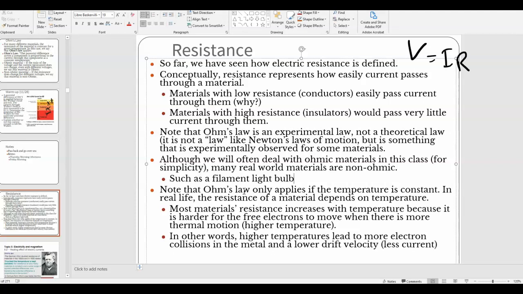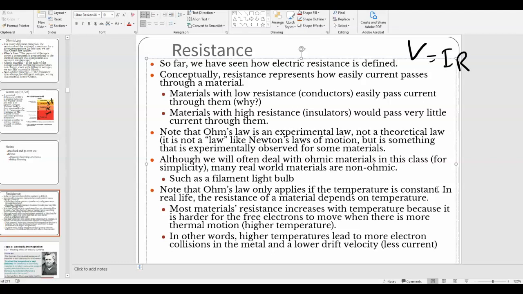I also want to point out Ohm's law only applies if the temperature is constant. In real life, the resistance of a material actually depends on temperature. The reason is that temperature, as I said before, is by definition a measure of the average kinetic energy of the atoms or molecules making up an object. So if you increase the temperature of a metal, the atoms in the metal and the free electrons in the metal are going to start to vibrate faster. They're going to shake in place faster.